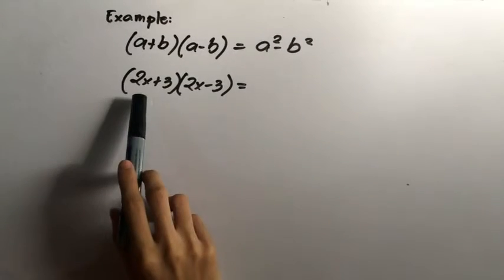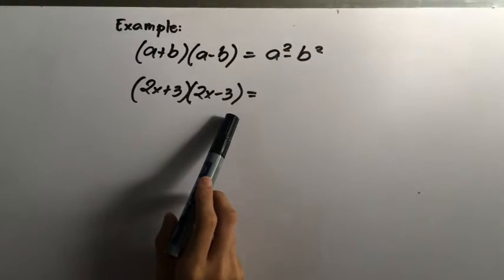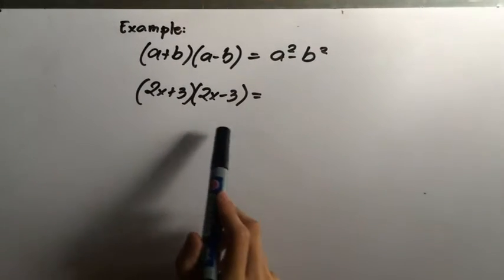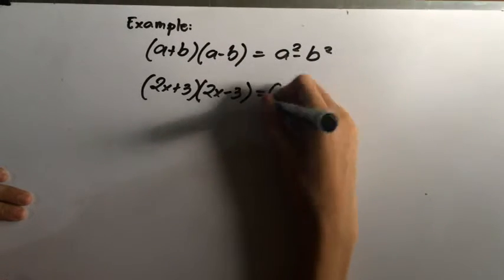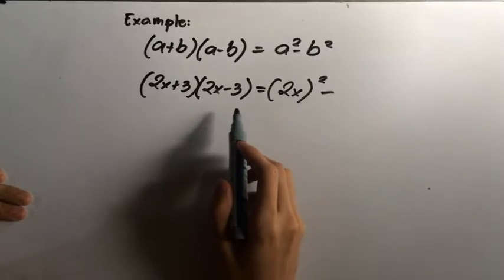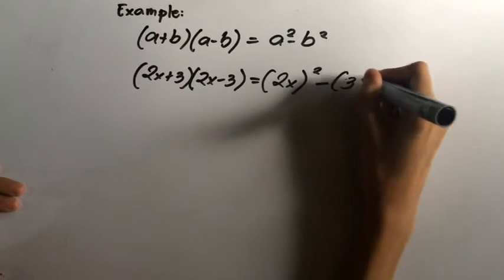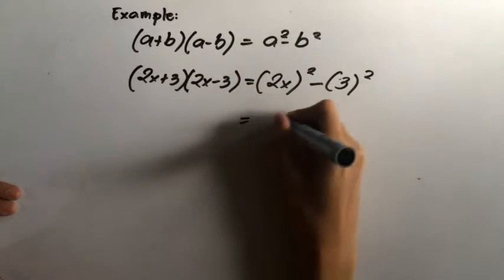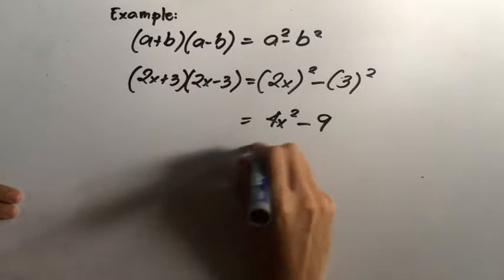And here we have the example, (2x + 3) times (2x - 3). So simply as that, square the first term, 2x, minus the square of the last term, 3. So the answer is 4x squared minus 9. That's the answer.